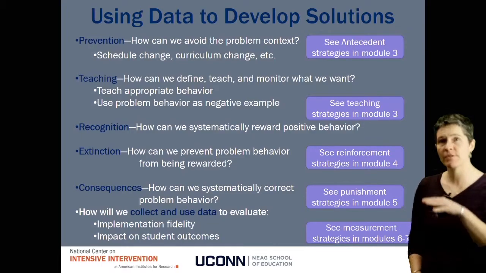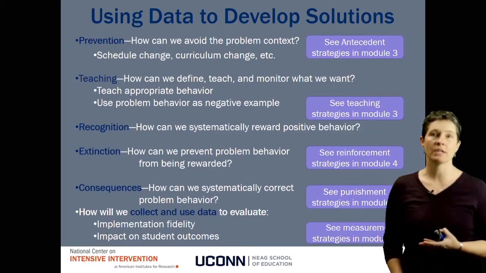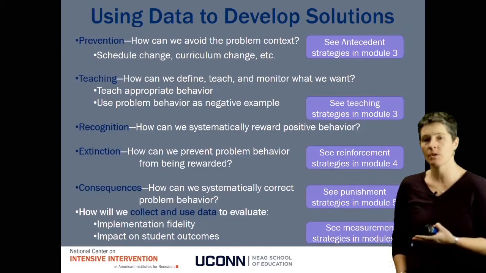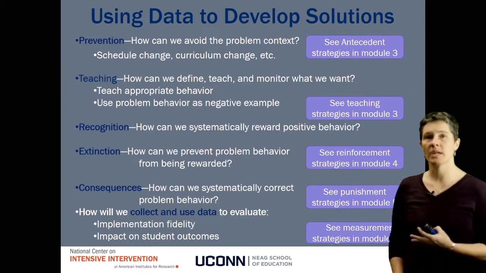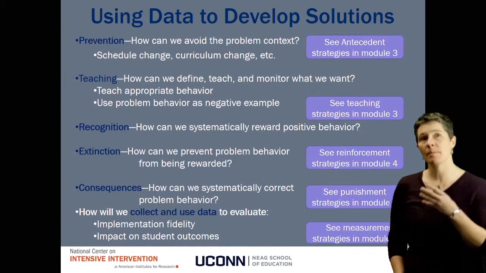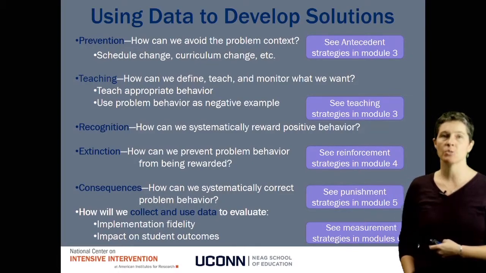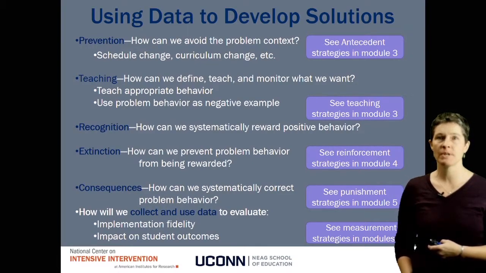And then after we've thought through all of those things, we're going to think about how we can systematically correct those problem behaviors. What are the consequence or punishment strategies that we can apply in this situation to make sure that the problem behavior is not only not being reinforced, but is actually being corrected? So think back to Module 5 for those punishment strategies that we talked about.